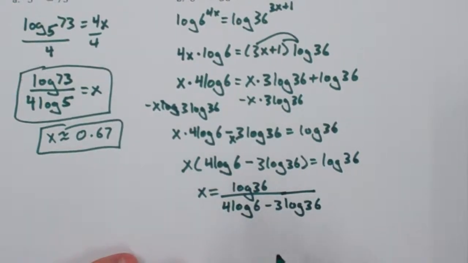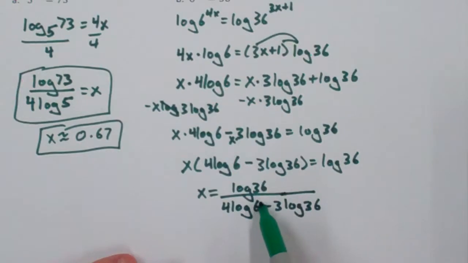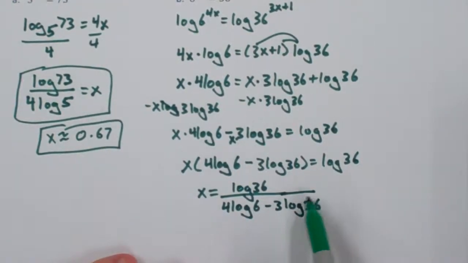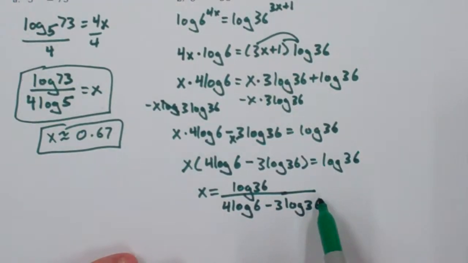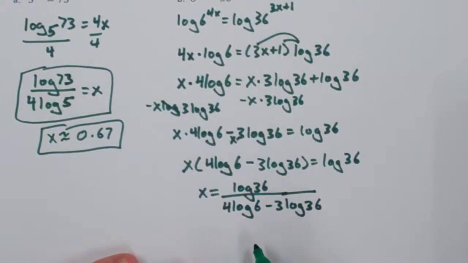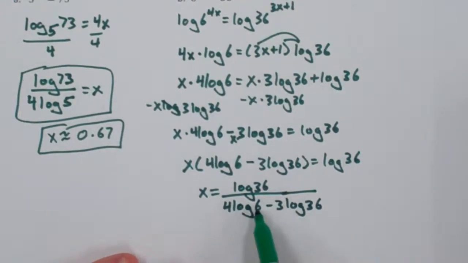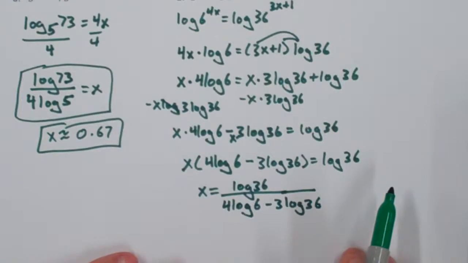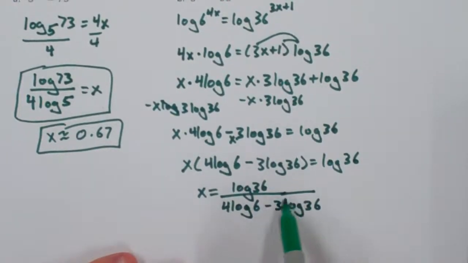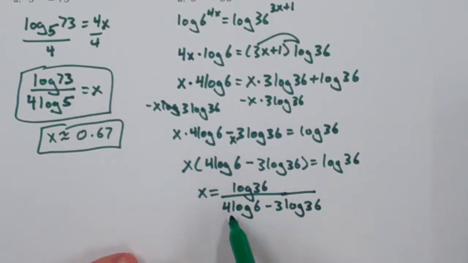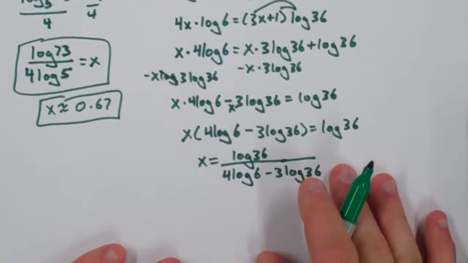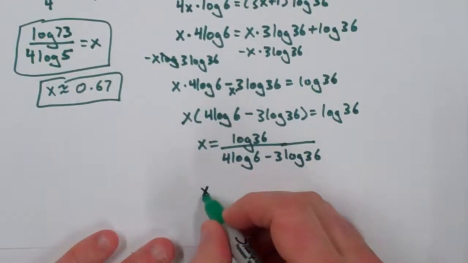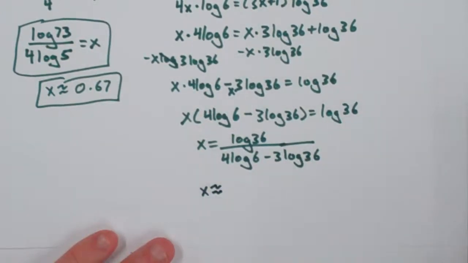If you wanted to, you could take this 4, put that inside and raise 6 to the 4th power. You could take this 3, move it up, raise 36 to the 3rd power, and then actually combine these two logs together. We would take that 6 to the 4th and then divide it by 36 to the 3rd power and make that one logarithm on the bottom. But that'd be as far as you can go. So this is the exact answer. Again, if you wanted to combine these here in the bottom, you could. However, we're asked to find both the exact and the approximate to the nearest hundredth.